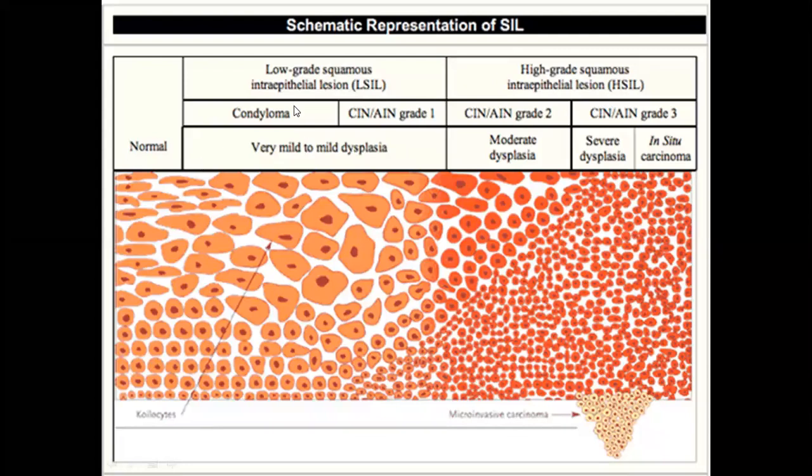If you have viral infections or you have grade 1, or sorry, mild dysplasia, you are going to report it as LSIL. And if you have a high grade dysplasia, moderate, or carcinoma in situ, you are going to call it HSIL. So for both, the follow up is different. For both, the treatment is different. So it is beneficial for the gynecologist to treat the patient.